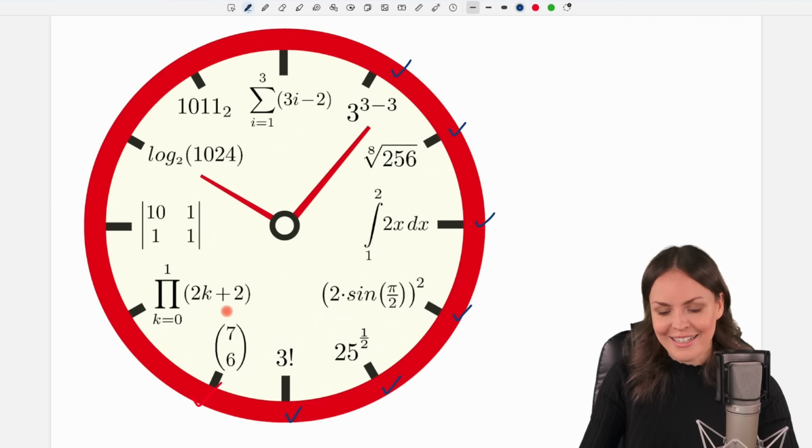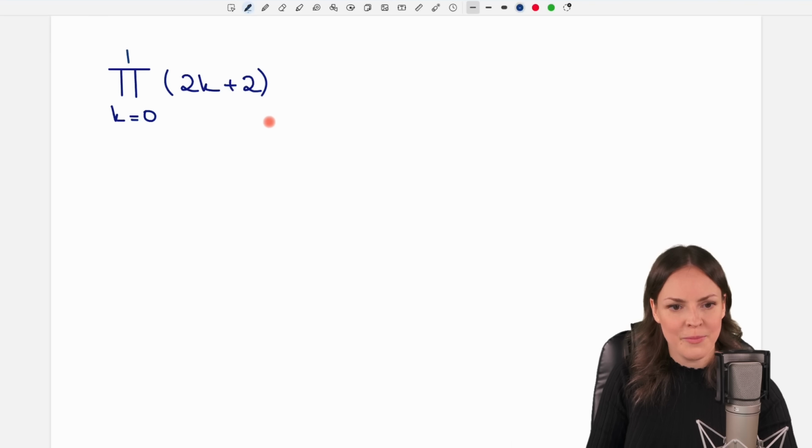Okay, 8 o'clock. What is this? This pi is a product symbol, and our product goes from k equals 0 up to 1. So these are the limits of our product. And this in here is what we multiply. So this whole thing that might look a little frightening is just a product. So something times something times something times and so on.